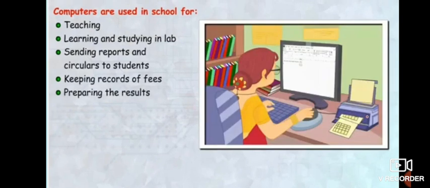Preparing the result. Your class results, report cards is prepared on the computer. And this year we send the result online after making it on the computer, right? For the UT1. So preparing the result, computers are used in the school.